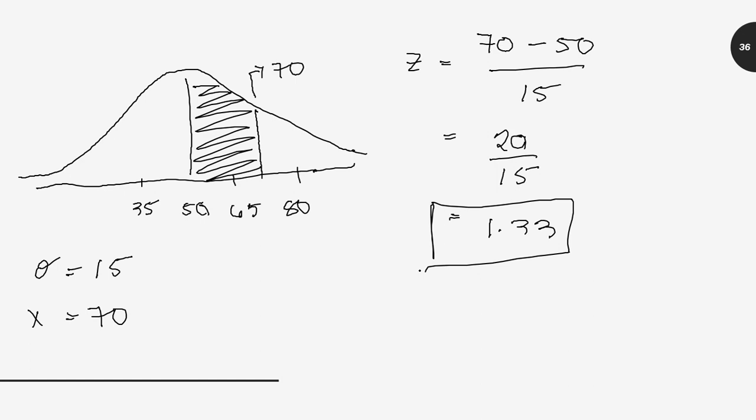Okay? So, tignan nyo po ulit yung table po ninyo. Check po natin kung ano po yung magiging probability ng 1.33. Okay? And based po sa table, meron po tayong makukuha na 0.4082. Okay? So, ito po yung magiging sagot po natin, 40.82%. Okay? So, yan po yung hours. Okay? The percentage ng hours between 50 and then 70.